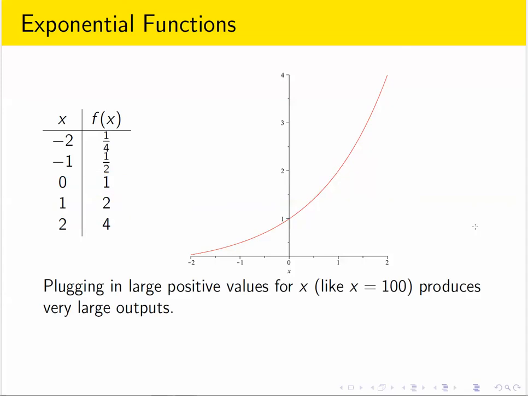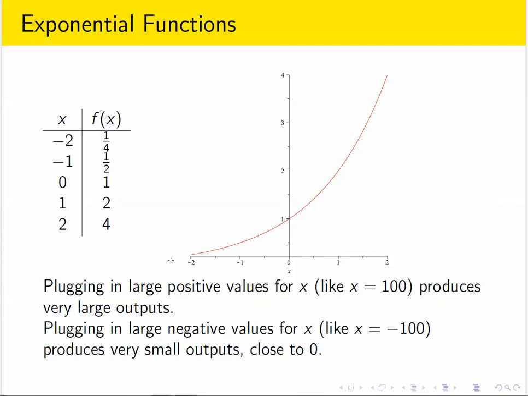Now, notice something about the behavior. If we plug in some very large values for x, things that are over here, the graph is way up here. So plugging in large positive values is producing very large outputs from this function.